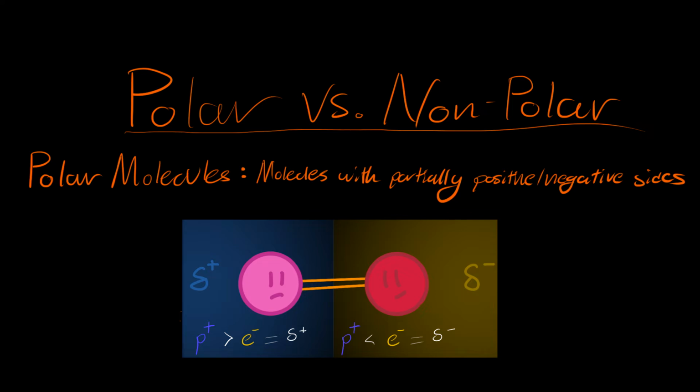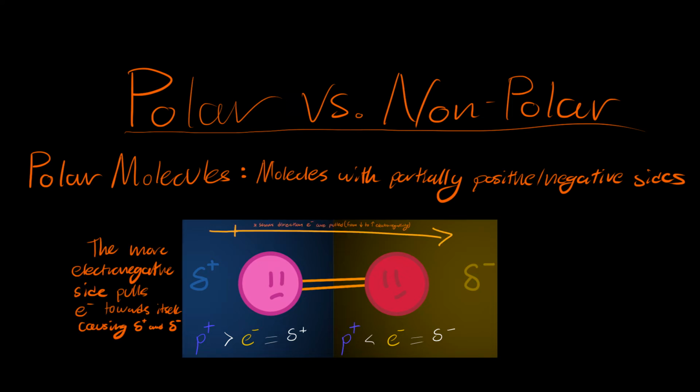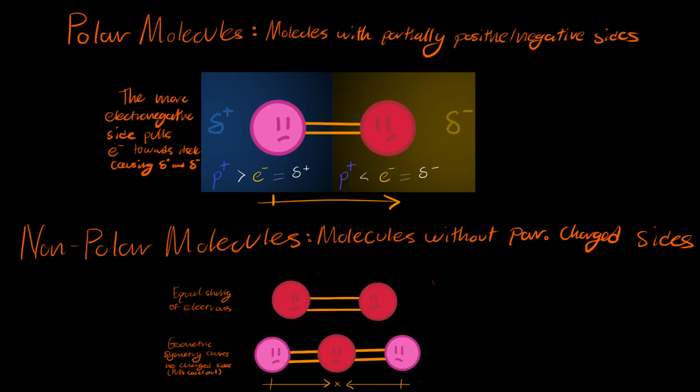A polar covalent bond is where electrons are shared between atoms, but due to electronegativity, electrons are pulled towards one atom over another. This imbalanced pull on electrons results in a partial positive and a partial negative side. The molecule formed is labeled as being polar. Nonpolar molecules, on the other hand, are molecules without partially charged sides. They are formed when atoms have an equal pull on electrons, or the geometric symmetry of the molecule causes the polar covalent bonds to cancel out.